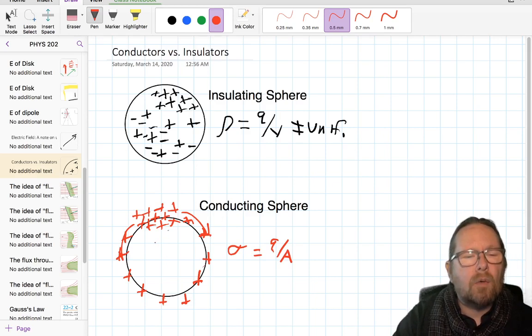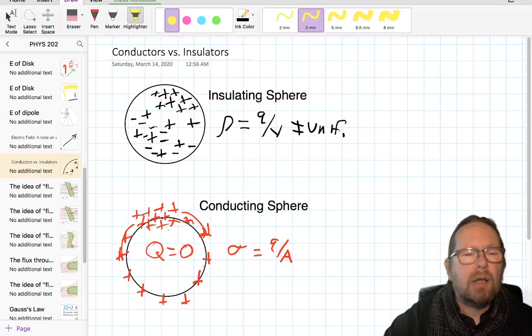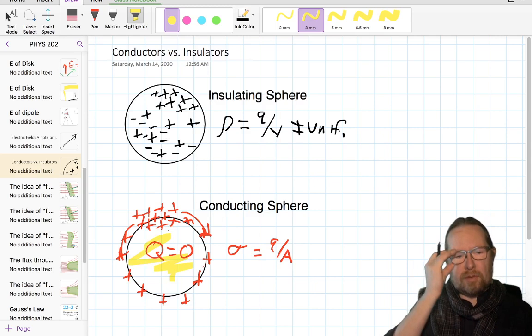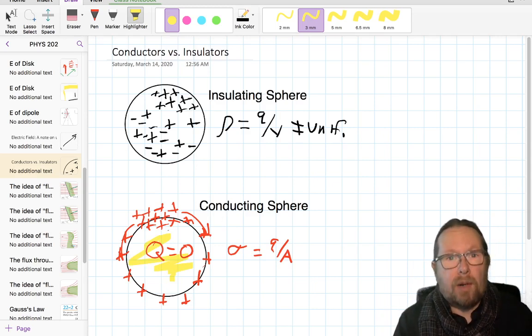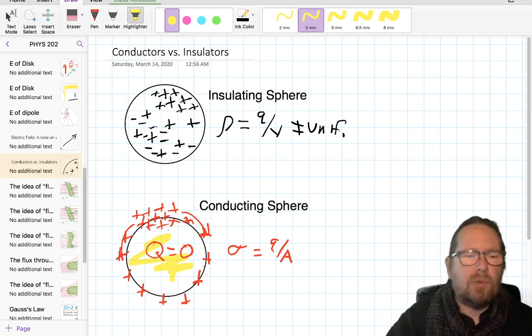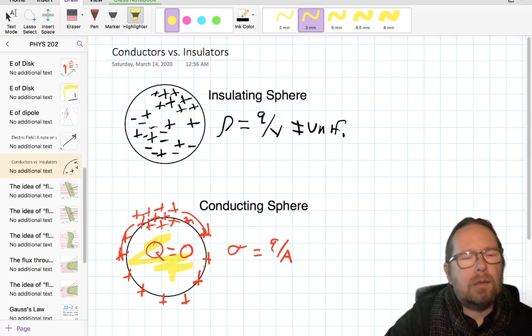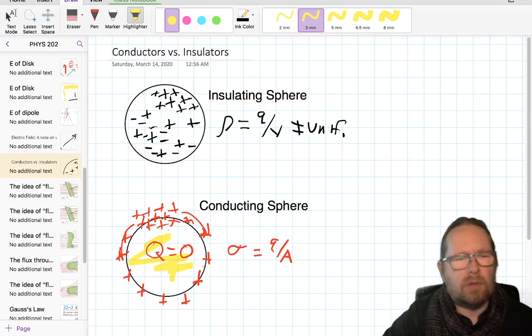So in a conductor at equilibrium, the charge in the interior, in the volume of the sphere, is 0, and all that charge lives on the surface. And again, that'll be important for several of the problems we do in this chapter on Gauss's law, so that we can know, if we look at a particular region of an object, where there is charge and where there is not charge.